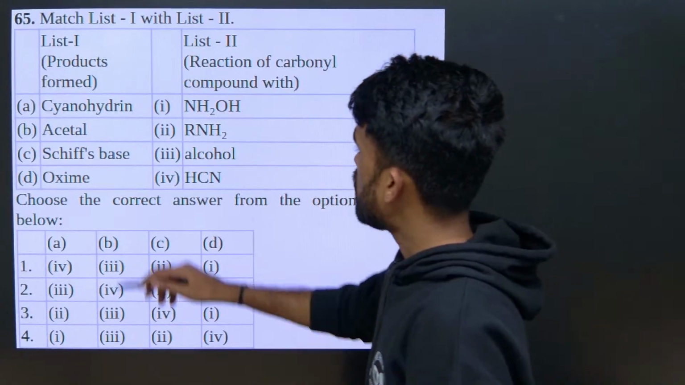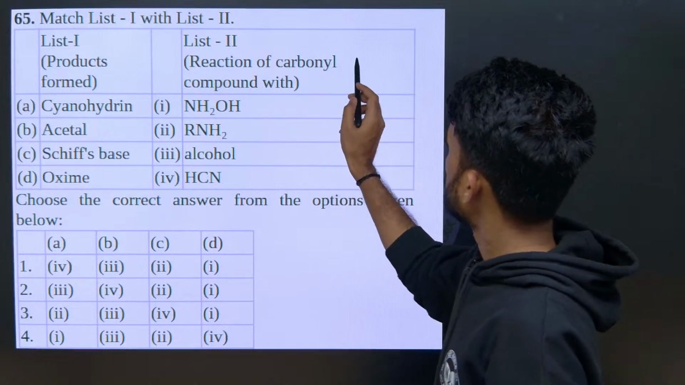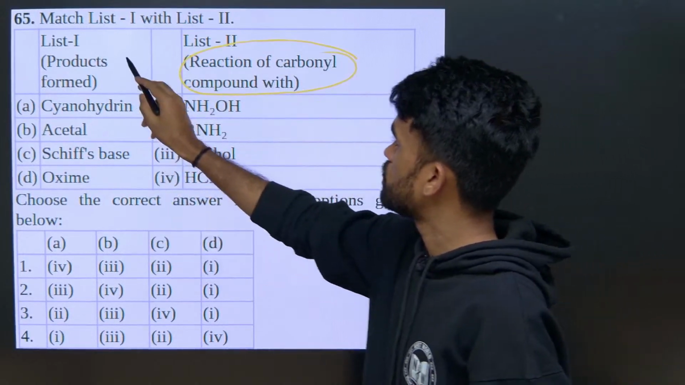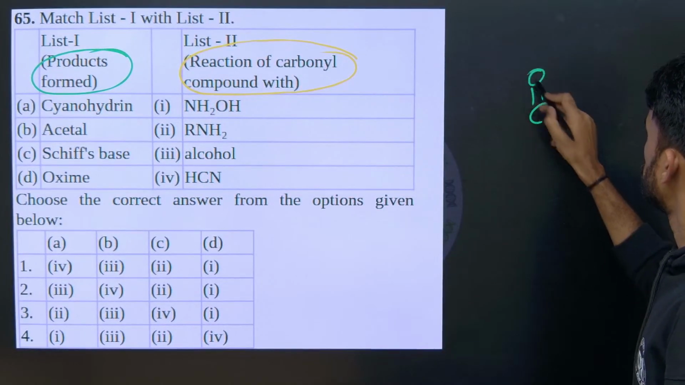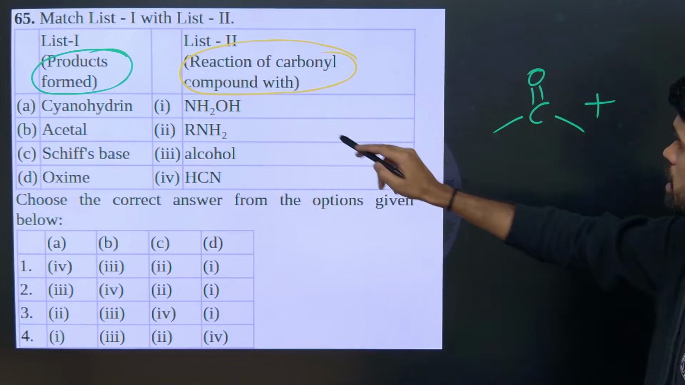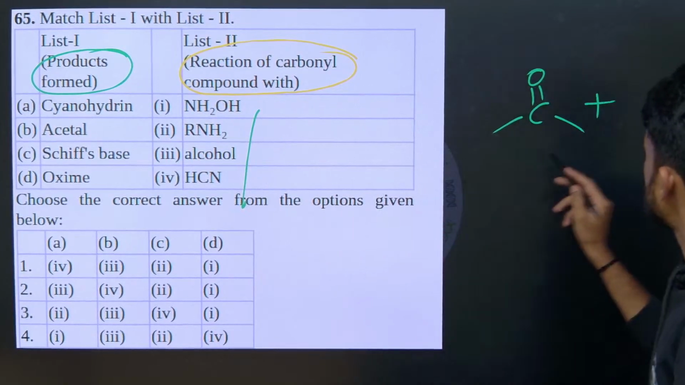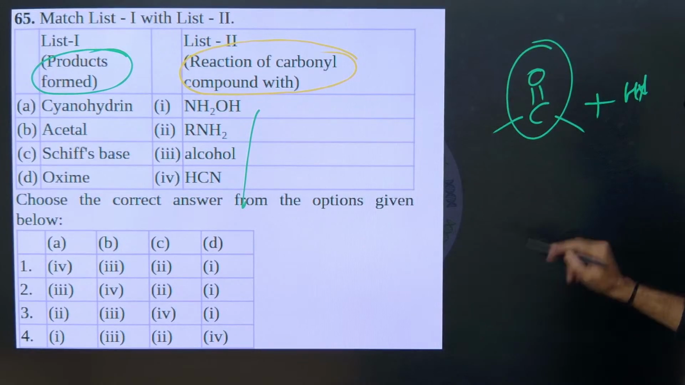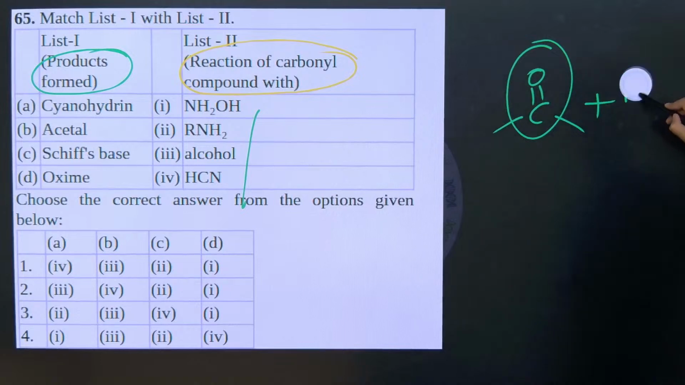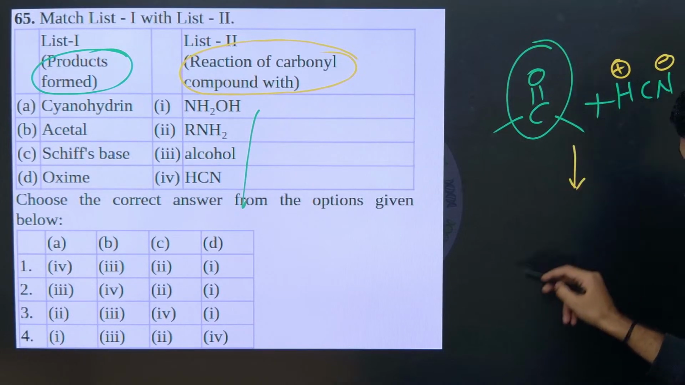Next, what kind of products are formed here? That is the question asked. They mentioned reaction of carbonyl compounds with reagents, and the products formed. The carbonyl compound, C=O, should be reacted with these compounds, then what are the products formed? So always remember, whenever HCN is added to a carbonyl compound, HCN is a weak acid, H plus and CN minus. So this will result in the formation of cyanohydrin.